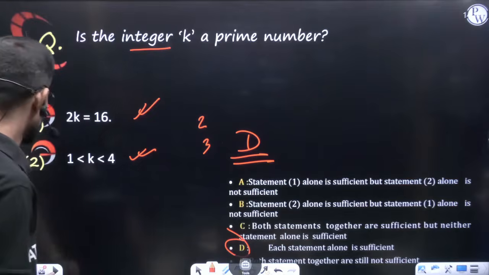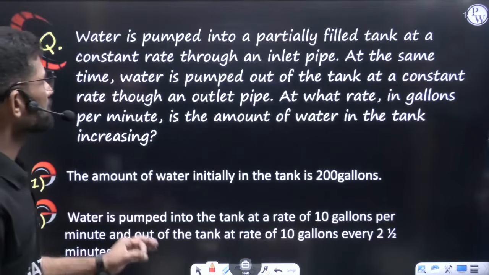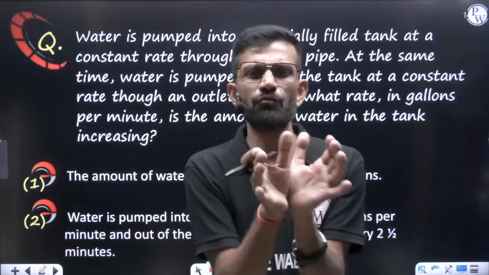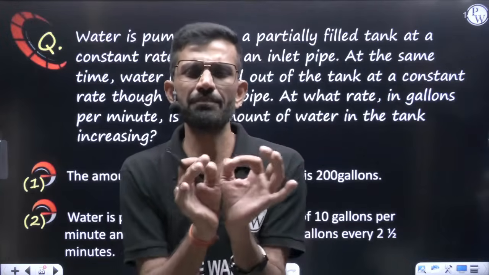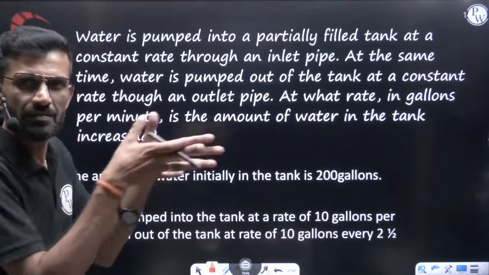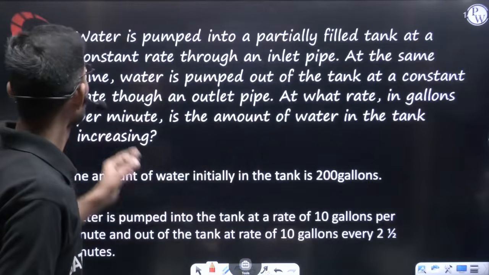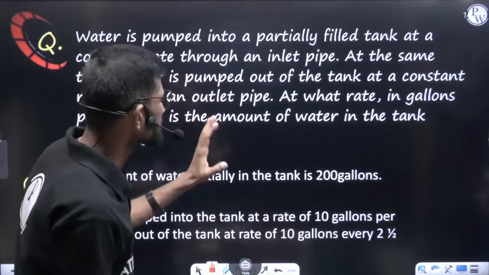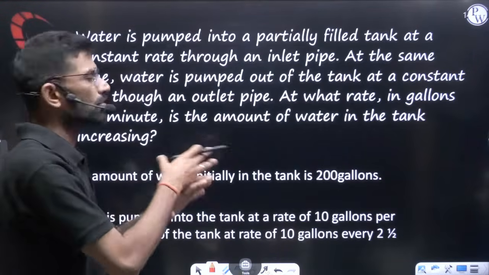Clear? Next. Water is pumped into a partially filled tank. Already there is some water in the tank. Partially filled means some water is there in the tank and water is pumped into it, poured in, through an inlet pipe at a constant rate. At the same time, water is pumped out of the tank at a constant rate through an outlet pipe.